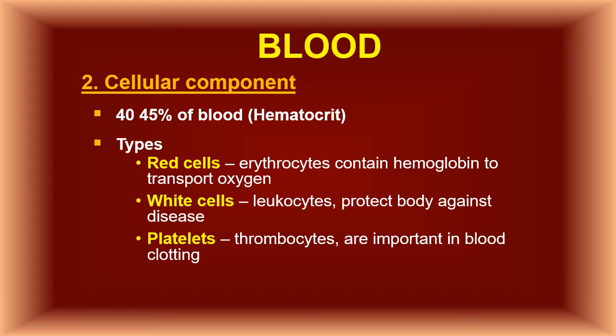We have the red cells. These are called erythrocytes, and they contain the hemoglobin that is important for the transport of oxygen. We have the white cells, named leukocytes, and they are protecting, they are our soldiers, our defense. And we have the platelets, called thrombocytes, and they are important for blood clotting.